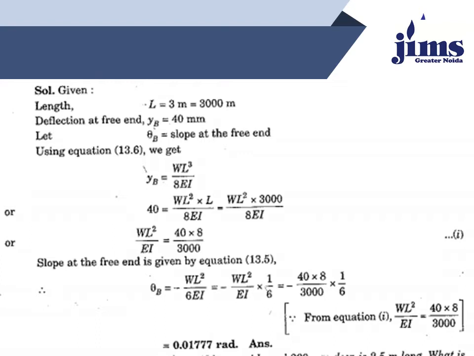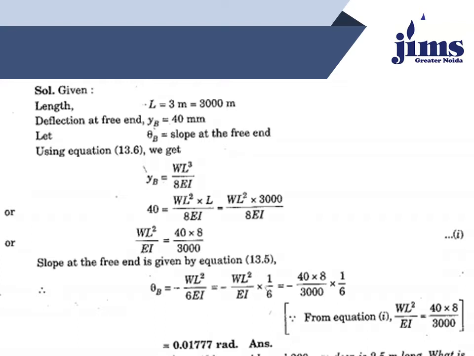But we know that the slope at the free end is given by equation 13.5, that is theta b is equal to minus WL^2 over 6EI. The negative sign indicates that we measure the angle in a clockwise direction. So that's why the negative sign is used.